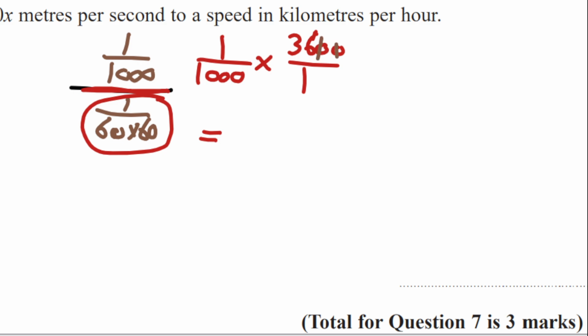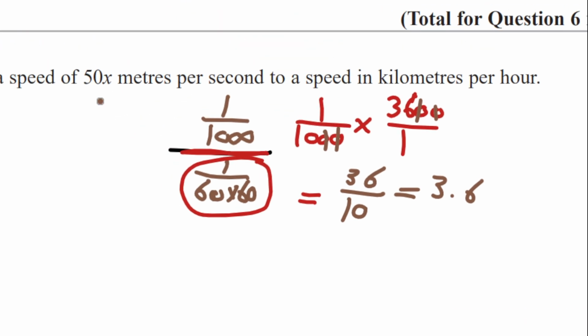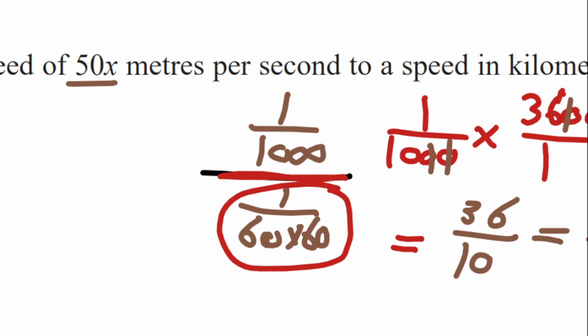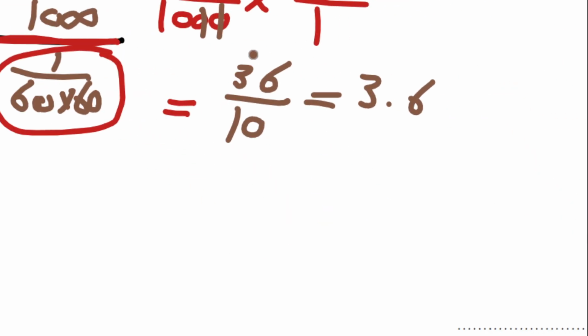That equals... These two zeros cancel these two zeros. So it's just 36 divided by 10. This is the factor which you multiply with, so it's 3.6. Now once you get this, go back and bring the speed. The speed is 50x, so you'll multiply this by that number.